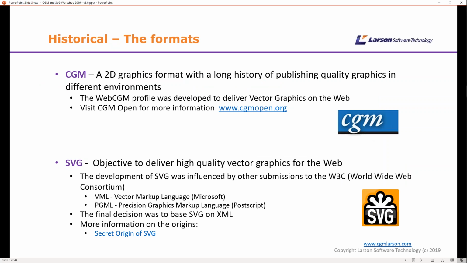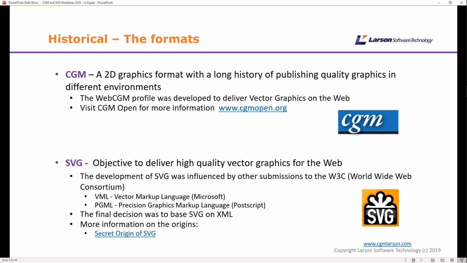So historically, probably most of the audience is familiar with CGM. It's a 2D graphics format, has a long history in providing quality graphics in different environments. So it's kind of reached a status where it doesn't really need much more doing to it. It works, it does the job. We have the web CGM profile that allows us to deliver vector graphics on the web, and it's managed by CGM Open. So we really have a good stable format to use.